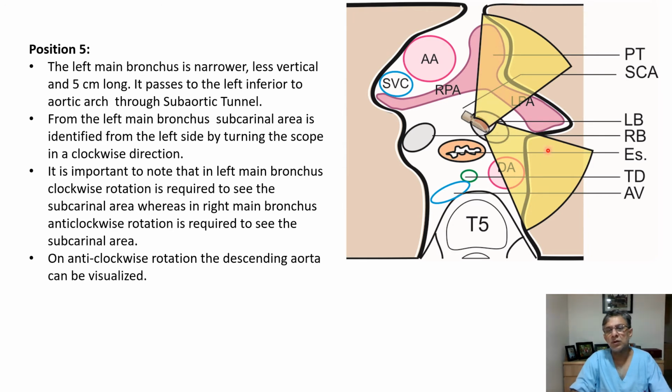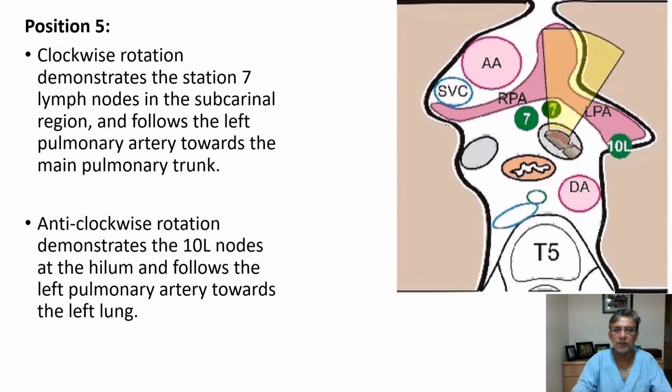These are the structures that you see when you do clockwise or anti-clockwise rotation in the left main bronchus. And this is a video through the left main bronchus. We demonstrate the structures on clockwise rotation, and on anti-clockwise rotation, the descending aorta and left pulmonary artery.